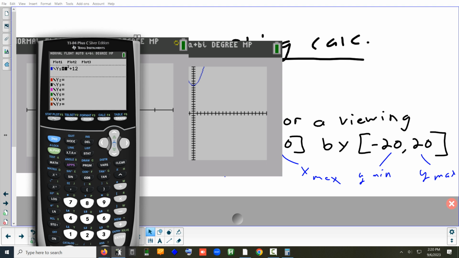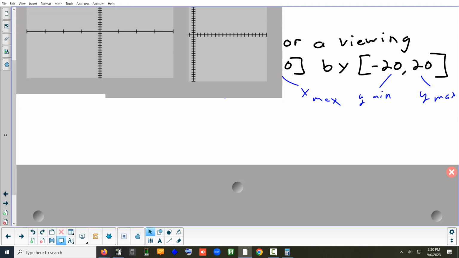So something like that, I would help you on a test because I hadn't shown you that if you highlight the equal sign and hit enter, it turns the graph on and off. Now I've shown you that, so I would expect you to figure that one out on your own. Okay, so any questions on that viewing rectangle?